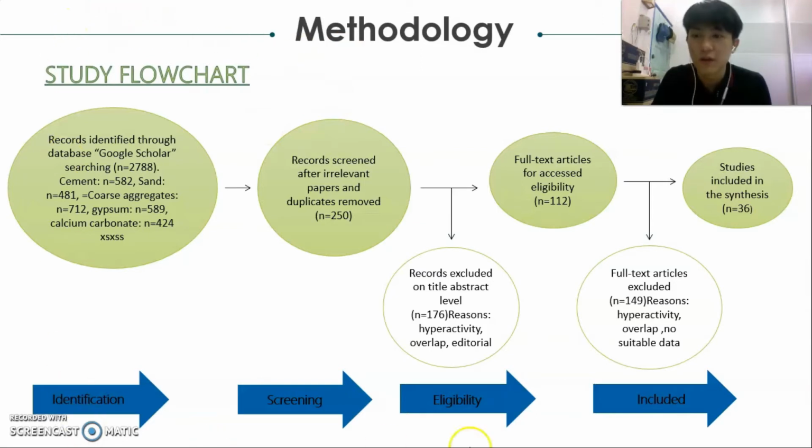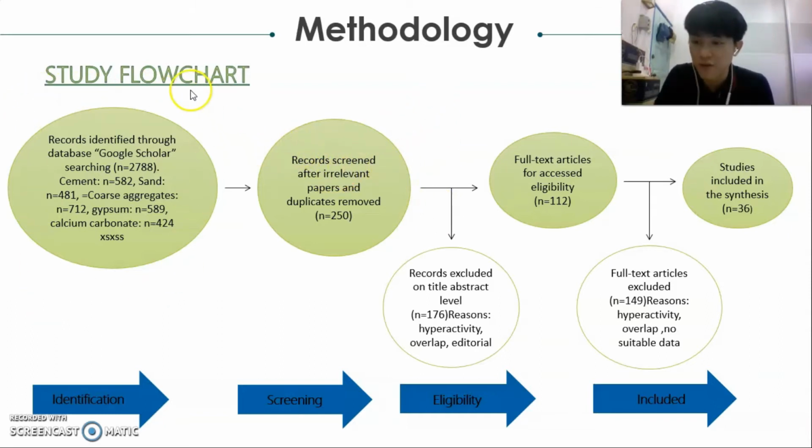Today I'm going to present the methodology and the results parts of my final year project. So first we have a look at the study flowchart. The systematic way to solve a problem is to do the research methodology. This flowchart shows our research on cement, sand, coarse aggregate, gypsum and calcium carbonate. It contains four main processes, which are identification, screening, eligibility, and included articles. This process helps us to find good content and articles suitable for our research.